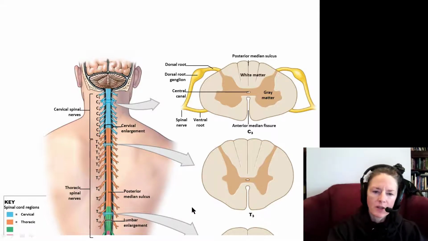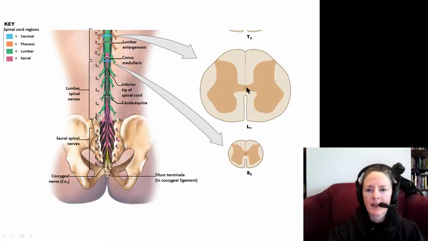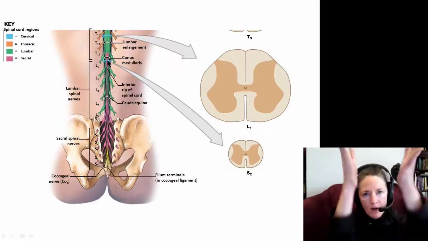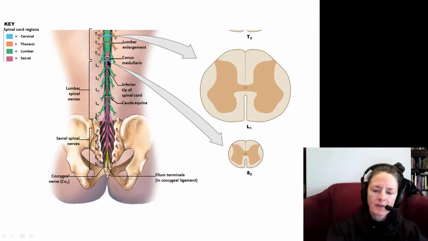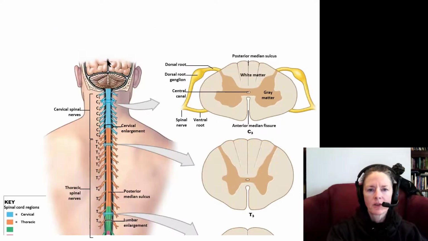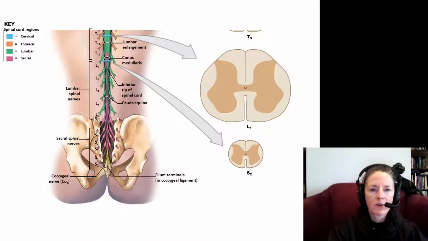Then we can move on down to our lower segments of the cord, and we can see again how the gray matter changes here. Notice when we get into the conus medullaris that the white matter, this part here, is quite small because we're already at that cone shape where the cord is tapering. The other thing you will notice is that because the cord is not as long as the vertebral column, this is why we have our cauda equina.